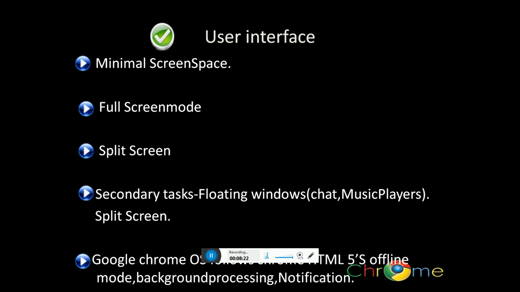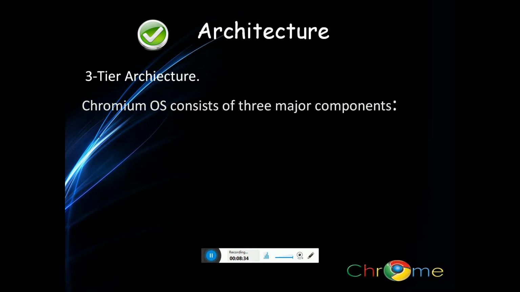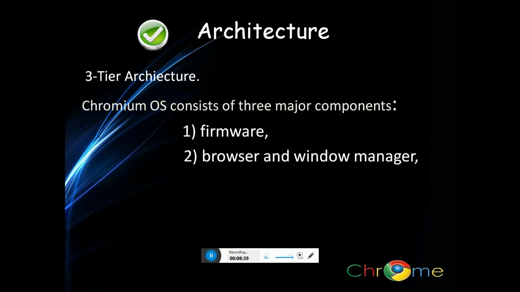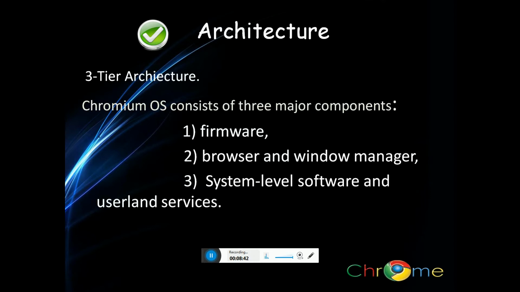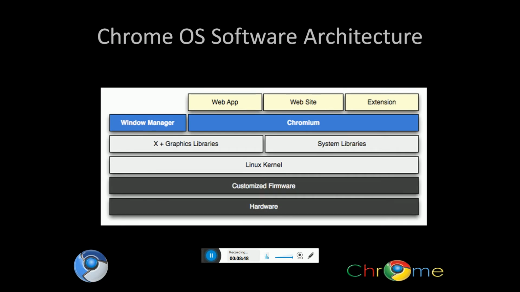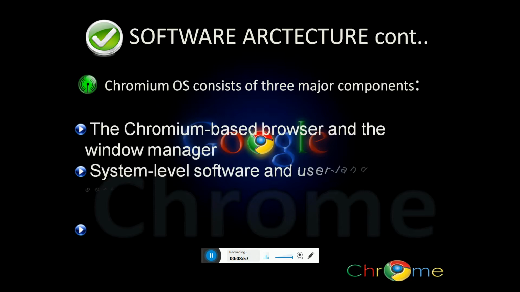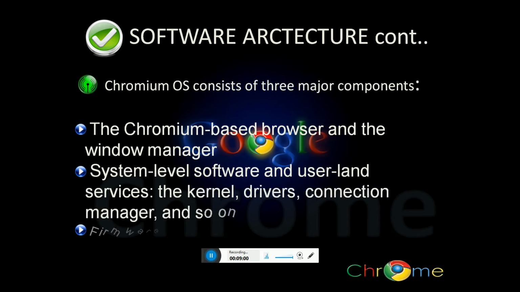Google Chrome is the OS on the HTML5 official pack mode, background processing, notification. Architecture, three-tier architecture. The Chrome OS contains three major components: firmware, browser and Windows Manager, system level software, and user land services. Chrome OS software architecture. The Chrome-based browsers and the Windows Manager, system level software and user land services. The kernel develops and contains manager as well as firmware.